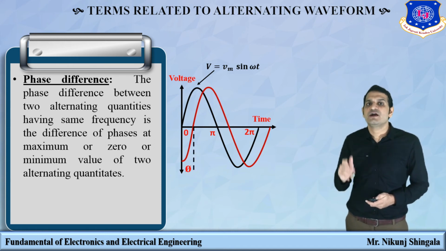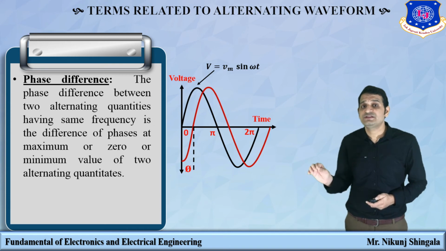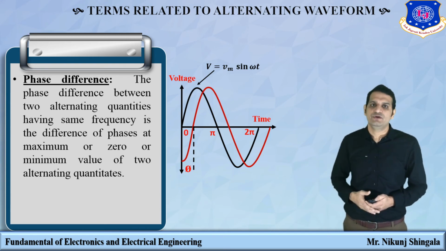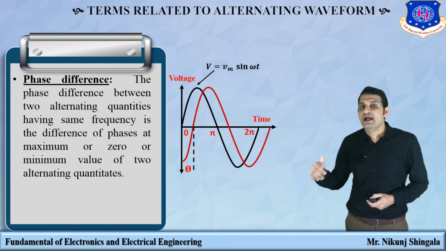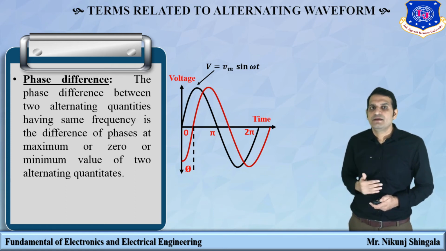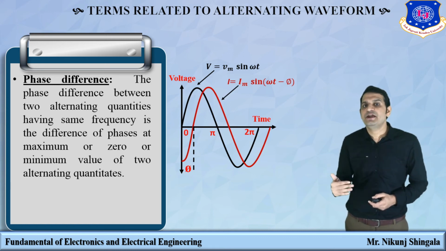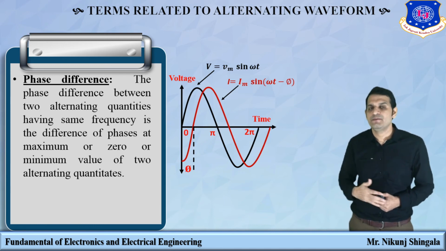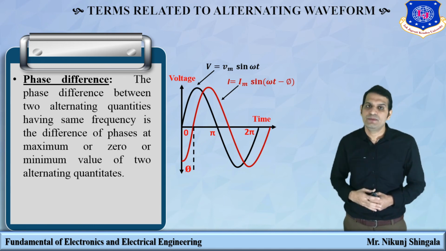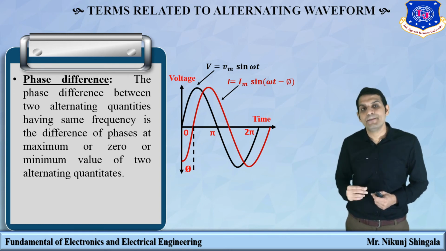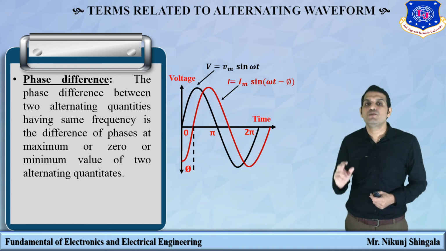Another signal is a current signal waveform, which is starting after some time with respect to the voltage waveform. Suppose it is starting at some angle phi. So that signal is mathematically represented by I is equal to Im sin (omega t minus phi). How have we calculated the phase? To calculate the phase, we have to compare the maximum values or the minimum values.